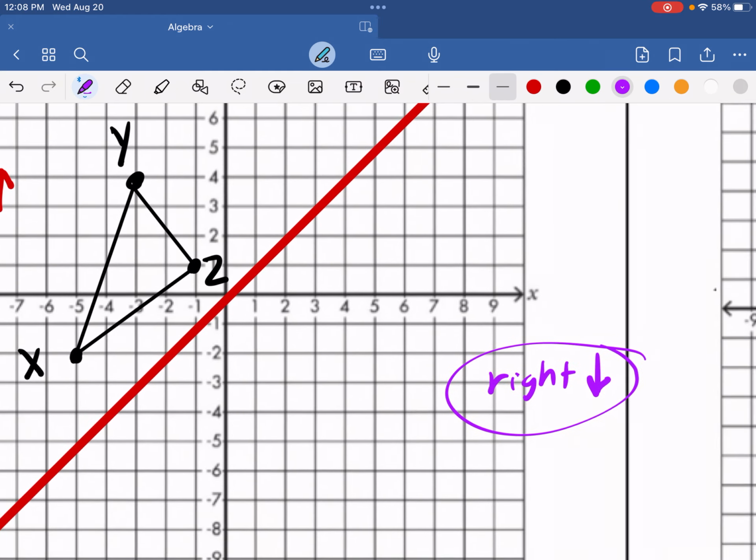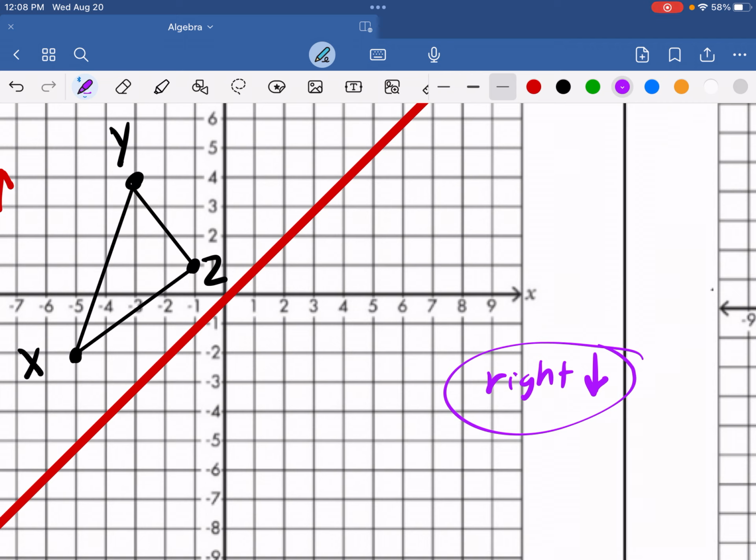So with y, I'm going to count to the right. 1, 2, 3, 4, 5, 6, 7. I stop when I get to the red line, the line of reflection, and now I have to switch directions and go down 7. 1, 2, 3, 4, 5, 6, 7. And this is where y prime would end up.